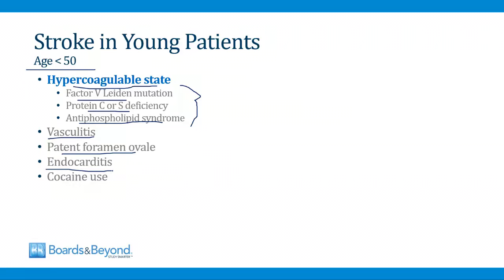Endocarditis can cause a stroke in a younger patient, so you need to evaluate them for signs and symptoms of endocarditis. And then lastly, cocaine is a powerful vasoconstrictor. It's associated with myocardial ischemia, and it's also associated with stroke.